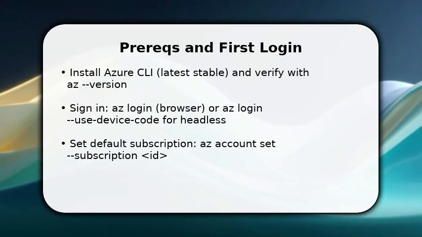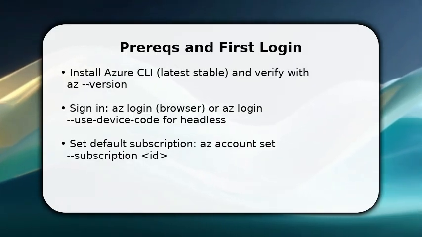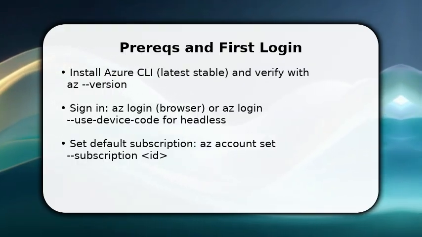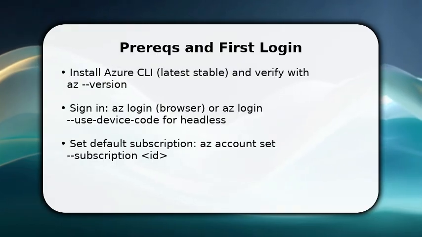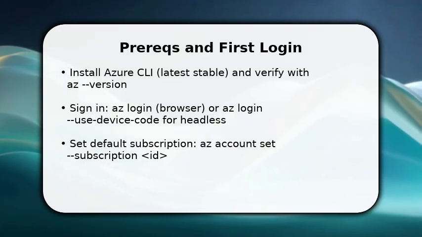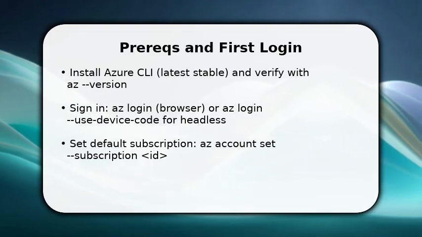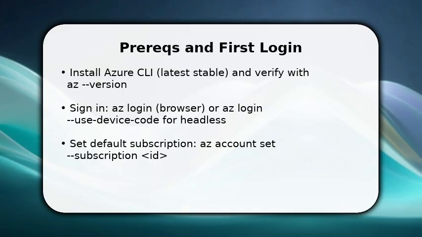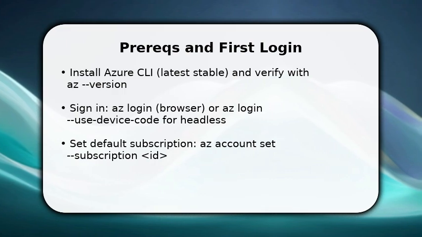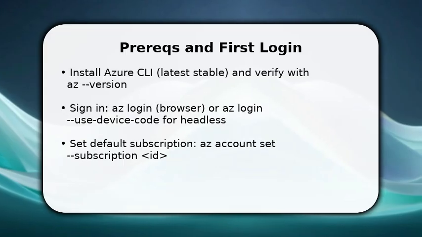You start by confirming prerequisites and logging in immediately. Install Azure CLI and run az version to confirm. Once done, authenticate with az login or use device code for servers. You should then set your default subscription with az account set --subscription followed by the subscription ID so commands target the right account. Make sure to enable any required preview extensions early. This sequence gets you from 0 to an authenticated CLI session, ready to run resource commands.